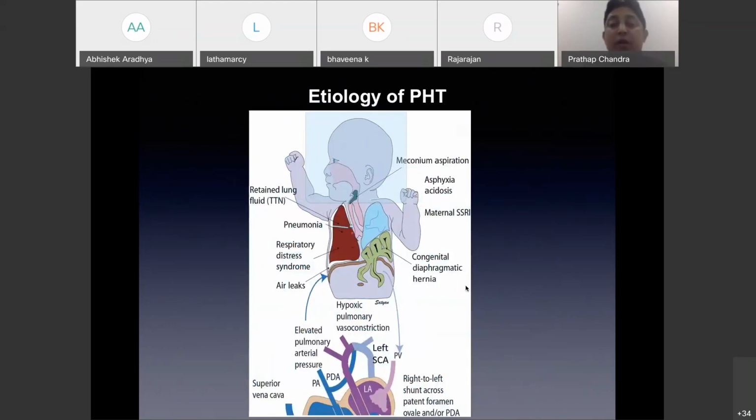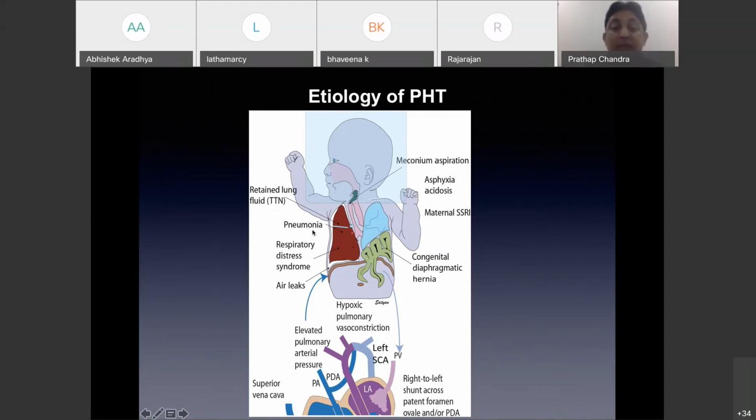And moving on, I would introduce some of the etiology or the causes of pulmonary hypertension. One of the commonest causes is idiopathic, which means we don't know why this has happened. This is called persistent primary pulmonary hypertension, or persistence of fetal circulation is another term that can be used for this. When you have parenchyma involved, you can have, as I suggested, TTN, because the lung fluid is not absorbed that well, which will hamper the production of the surfactant and therefore increase pulmonary vascular resistance.